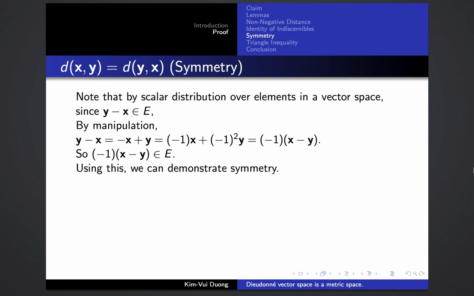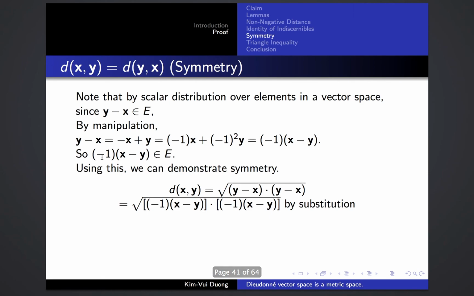So using this, we can demonstrate symmetry. So we have the distance between x and y, which is the square root of (y minus x) dot (y minus x). By subbing in our lovely negative 1 times (x minus y), you result in this dot product.